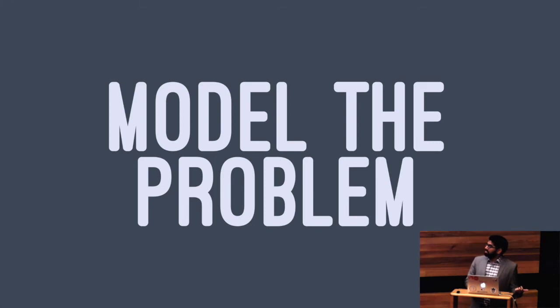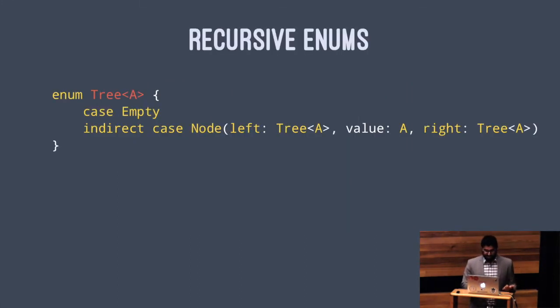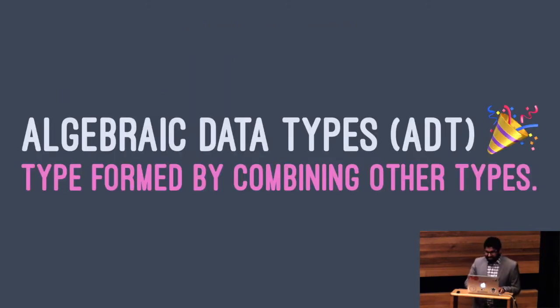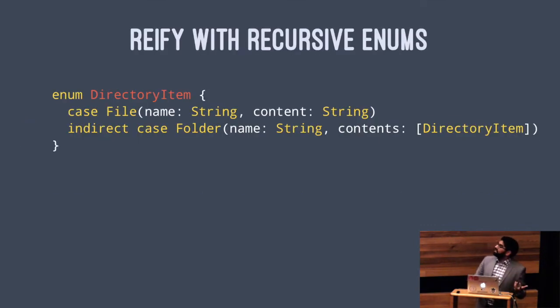Our first step in the recipe is to model the problem. I was going to talk to you about recursive enums, but you had an entire talk on that this morning. Effectively, by adding the indirect keyword in front of the node case, or in front of the enum, you can generate recursive data structures, otherwise known as an algebraic data type. And with algebraic data types, we can now create a structure to represent the file hierarchy we were trying to create. So let's say we had this directory item enum.